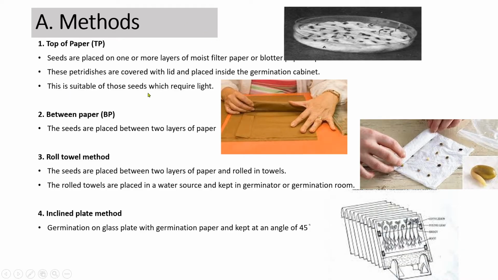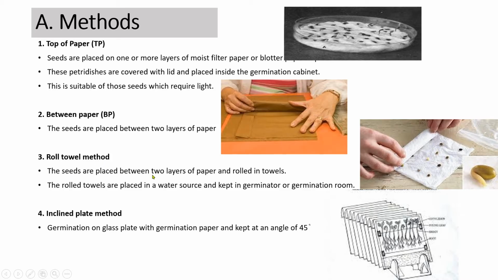And it is suitable for those seeds which require light, okay, because the petri dish provides transparency and exposes it to the seeds. And the next method is the between paper method. The seeds are placed in between 2 layers of paper, and the third is the roll towel method.